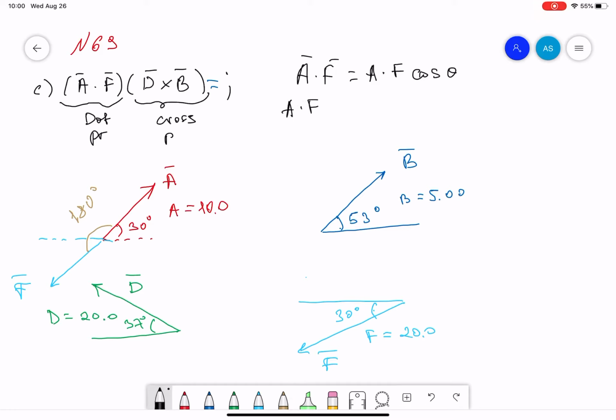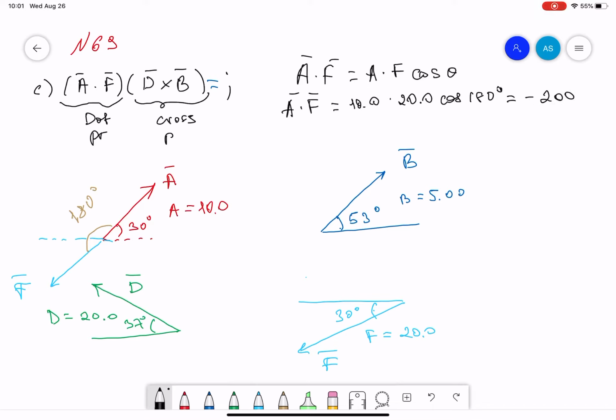So we can say that a dot f is equal to, the a vector is 10, multiplied by f, which is 20, and cos 180 degrees. If you do the calculation, 10 multiplied by 20 multiplied by cos 180 will give you minus 200.